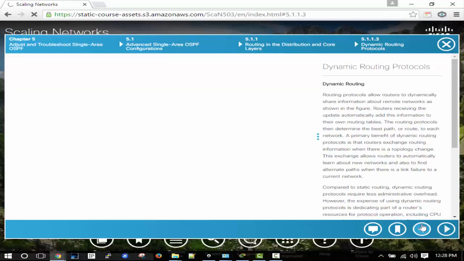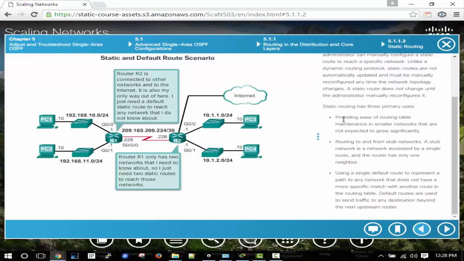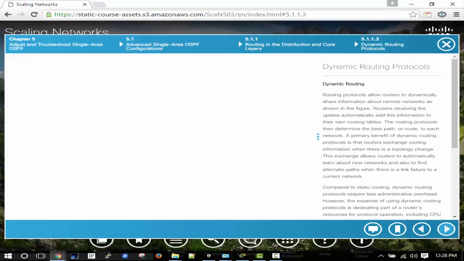Alright, so actually there are some good things about this. Ease in the routing table, right? If you don't have very big routing tables, fine. Routing into and from stub networks is easy with the static default route. Using a single default route, we only put one route here, and it works. Probably easier than dynamic routing.